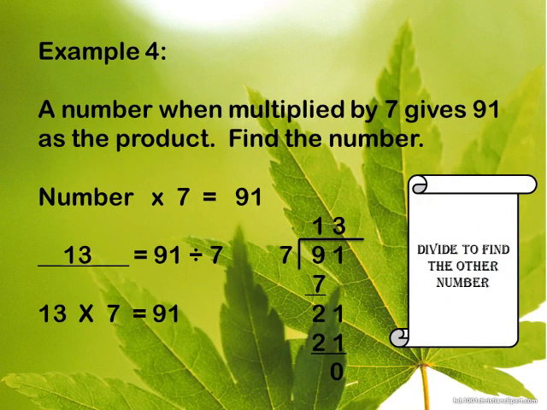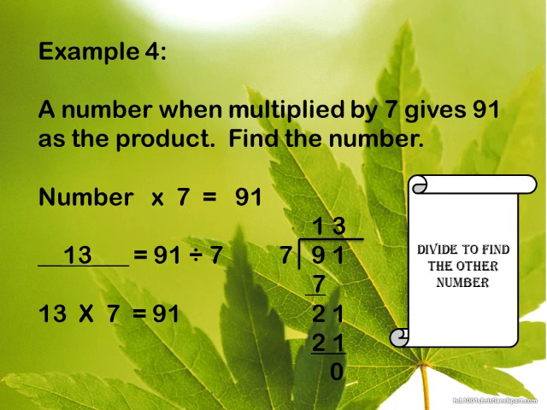We will go on to example 4. A number when multiplied by 7 gives 91 as the product. Find the number. Here, what is given in the sum? A number. It is multiplied by 7 and the product you get is 91.